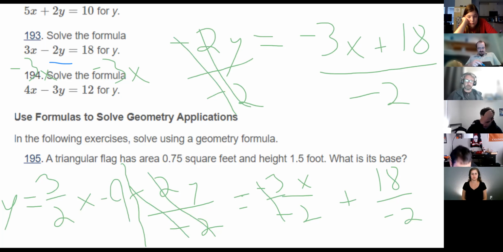I wrote the x out in front. I wrote it on top here. Does it matter? It should be a 9, right? This is 9. 3/2 x minus 9 is what we're saying.